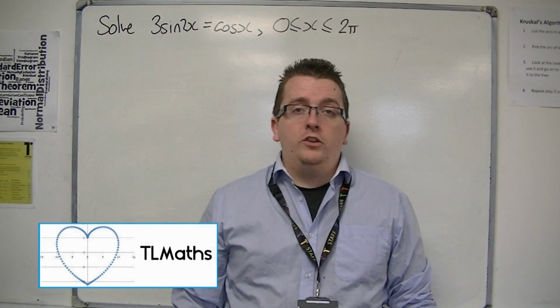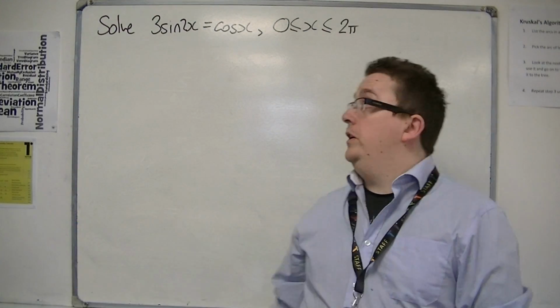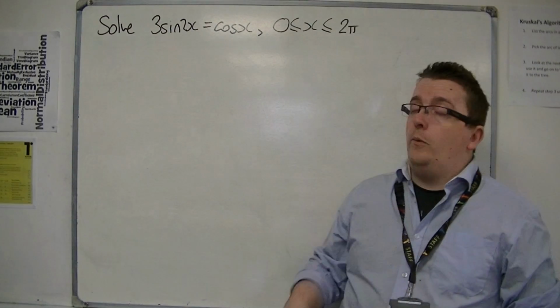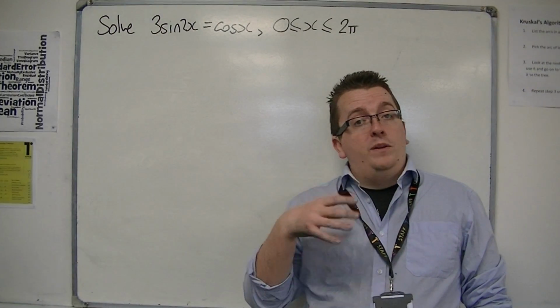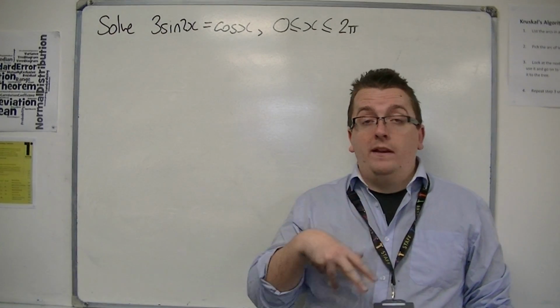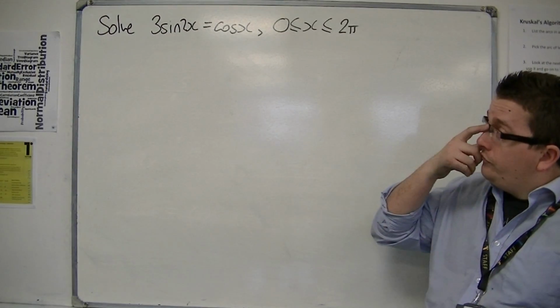So in this video I'm going to show you how to solve an equation that looks like this: 3 sine 2x equals cos x. We're going to be using the trig formulae that we've been learning in the previous videos.